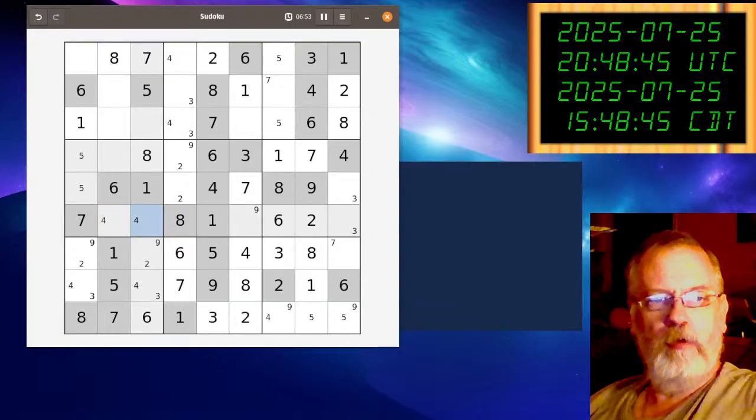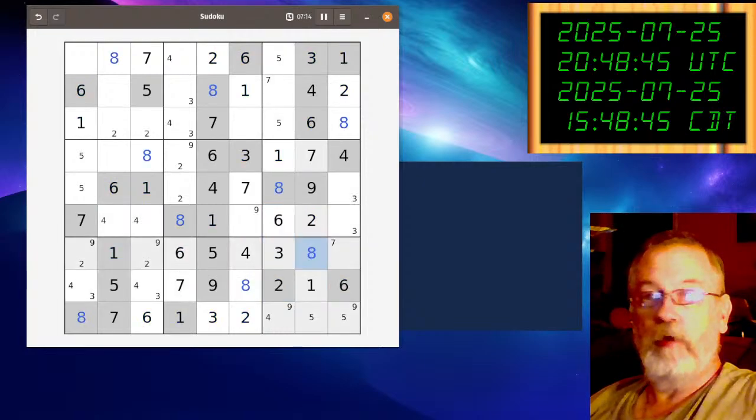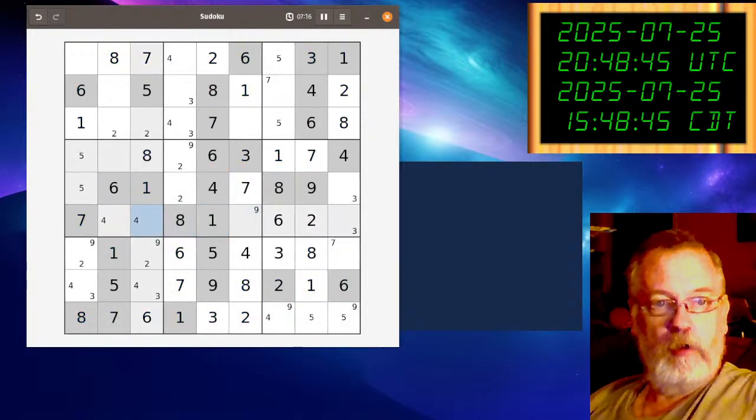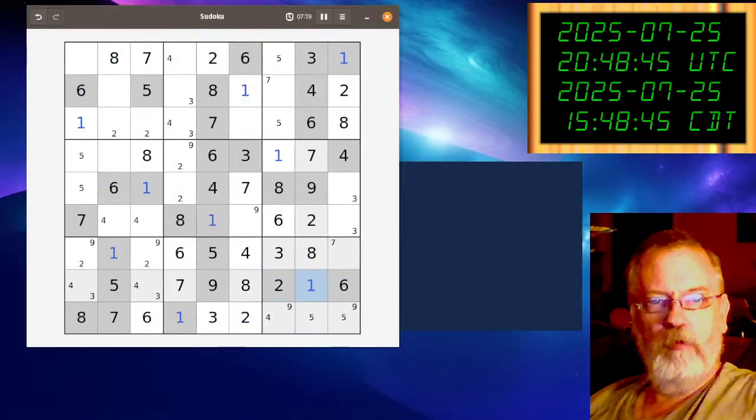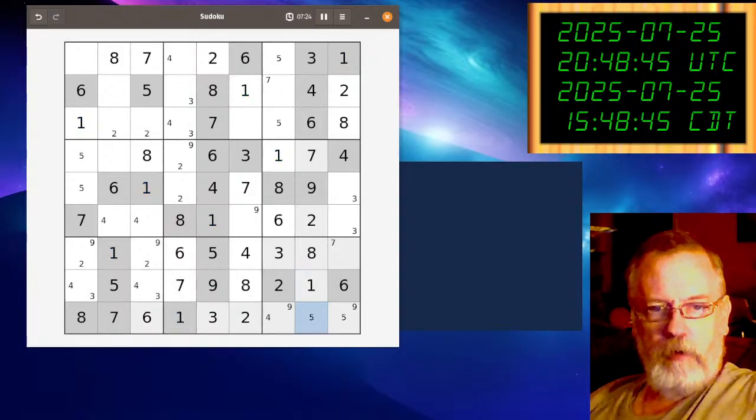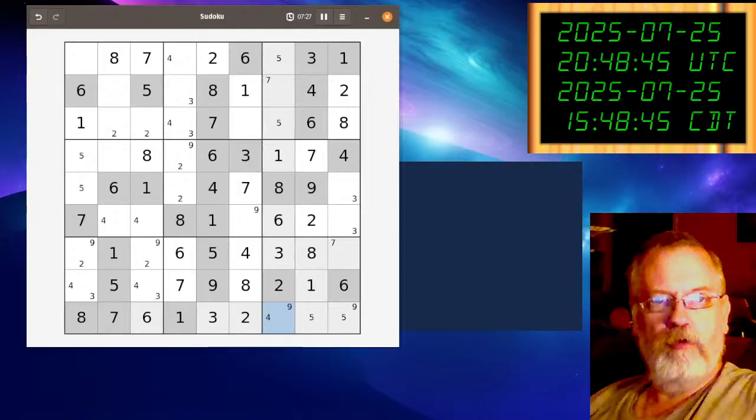Alright, neither of these can be 2. I've got 3 possibilities for 2 there. 2 possibilities here. Alright, like that, as far as we can go with those. However, let's see if we get anything more. 1s are full. It looks like I've got a 1 in every one of those. And this looks like it's going to become our only 4 in that row.